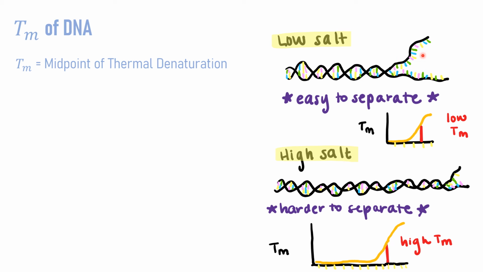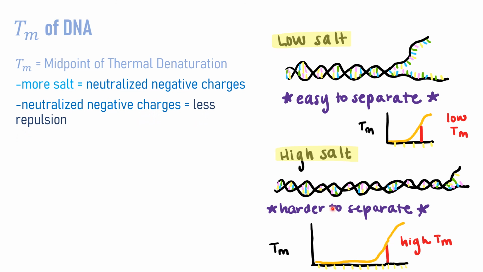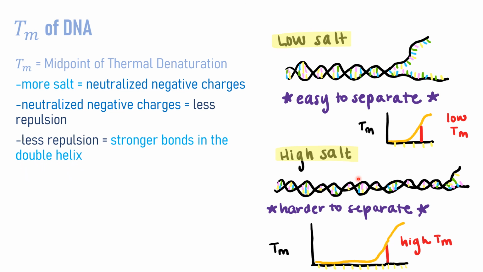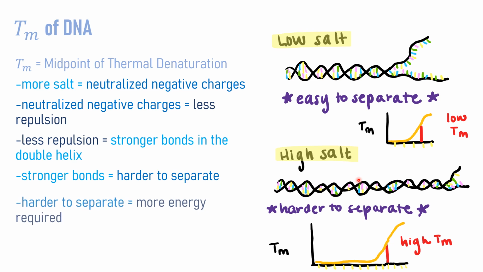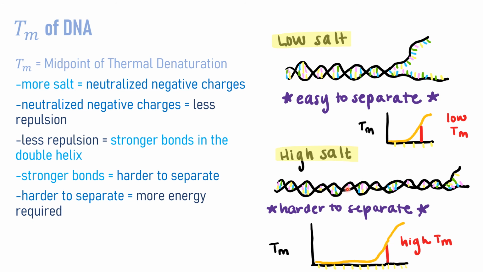High salt concentrations partially neutralize the negative charges on the backbones, which means they no longer repel each other as strongly. This leads to stronger hydrophobic interactions between the bases, which again is the main force in stabilizing the double helix. The stronger the interactions between the bases, the harder they are to break apart. And the harder they are to break apart, the more energy that they require to do so.